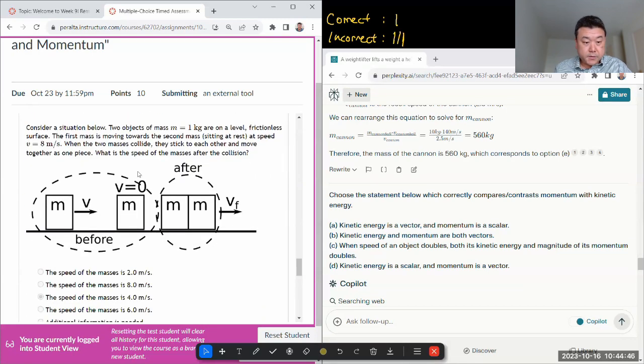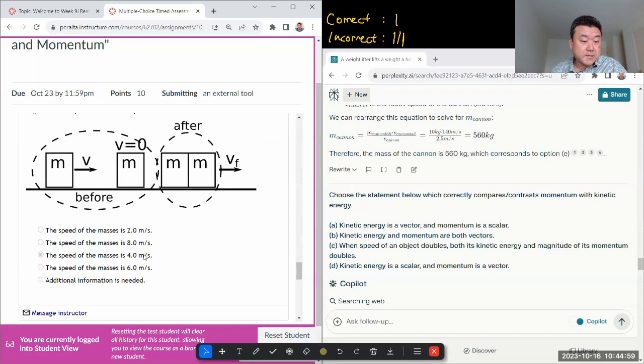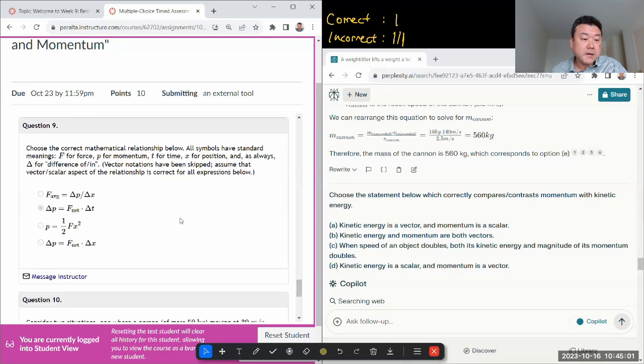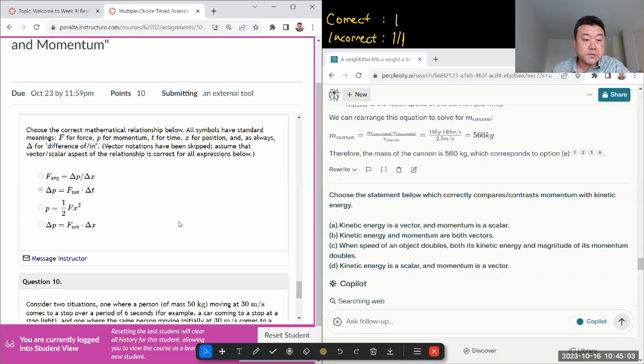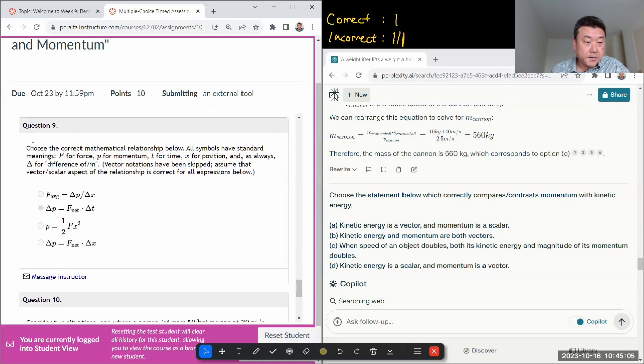Okay, consider the situation below, two identical masses, one is at rest, so the final speed should be half of the initial speed. That's a scenario I hope you've seen enough in lecture to have intuition for. So yeah, the speed of the masses is that, that's correct. And use conservation of momentum for that also. And I think I commented on this one.